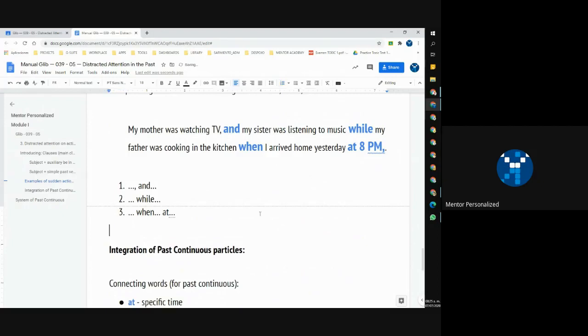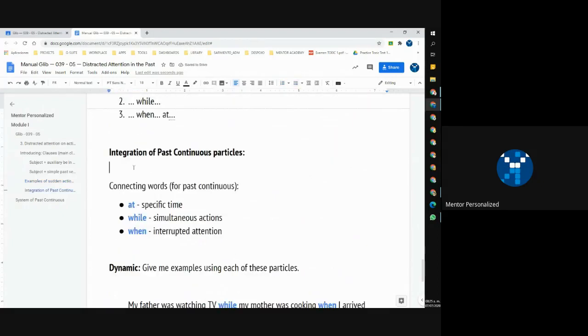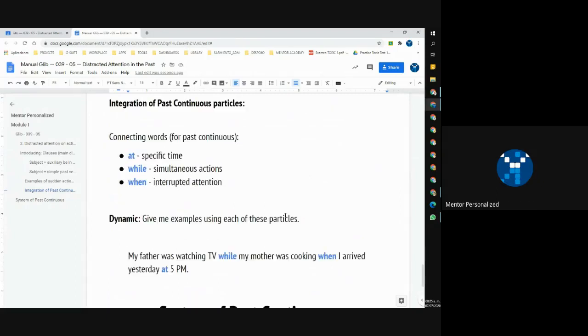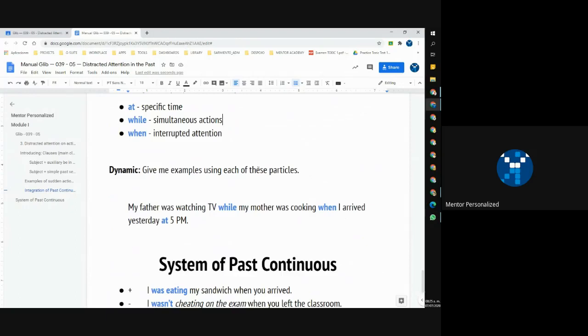Okay, so that's the integration of past continuous particles. Remember that past continuous connecting words are: at for a specific time. Repeat. At, specific time. While, simultaneous actions. And when, for interrupting action. Very good. That's right. So dynamic. Give me examples using each of these particles. Okay, integrated is similar to this one. My father was watching TV while my mother was cooking when I arrived yesterday at 5 p.m.